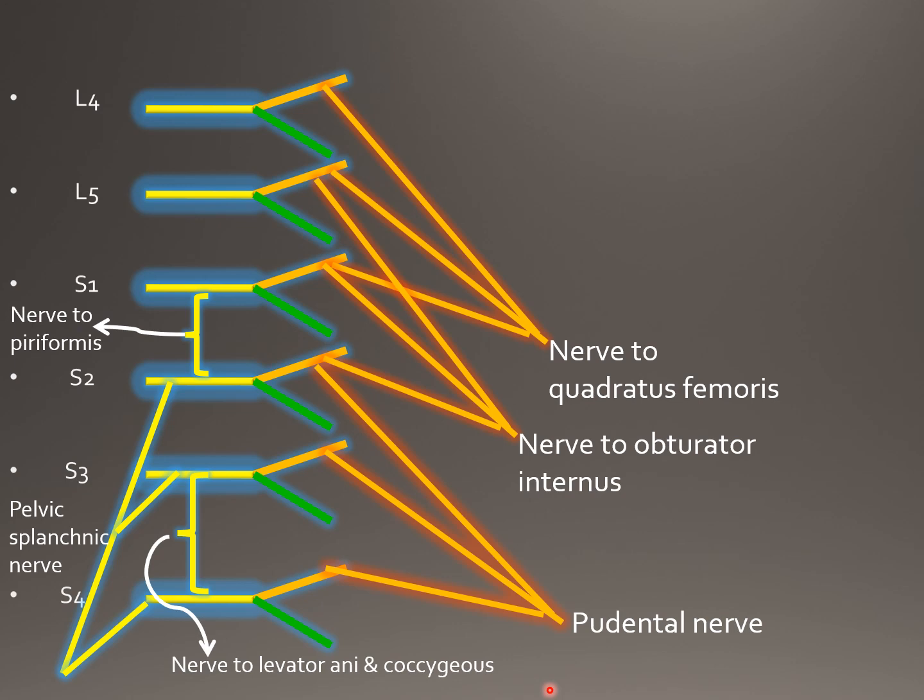It is accompanied by the internal pudendal artery and it gives off branches such as inferior rectal nerve, perineal nerve and dorsal nerve of the penis. Here the perineal branch of the nerve gives a superficial and deep branch. Deep branch is going to supply the muscles of superficial and deep perineal pouch. And the superficial nerve becomes one of the sensory part.